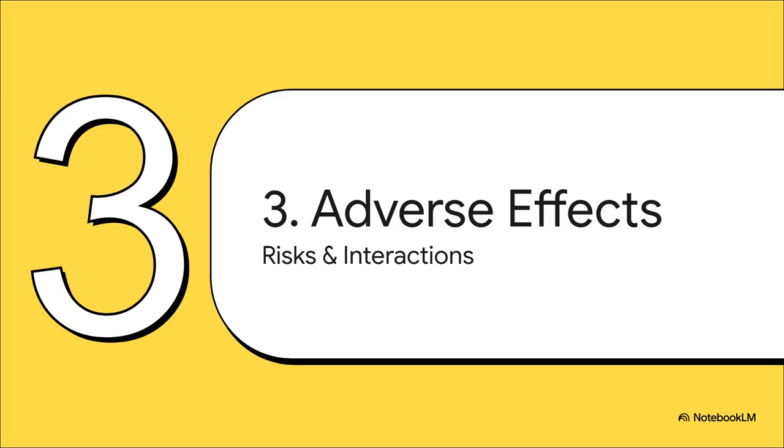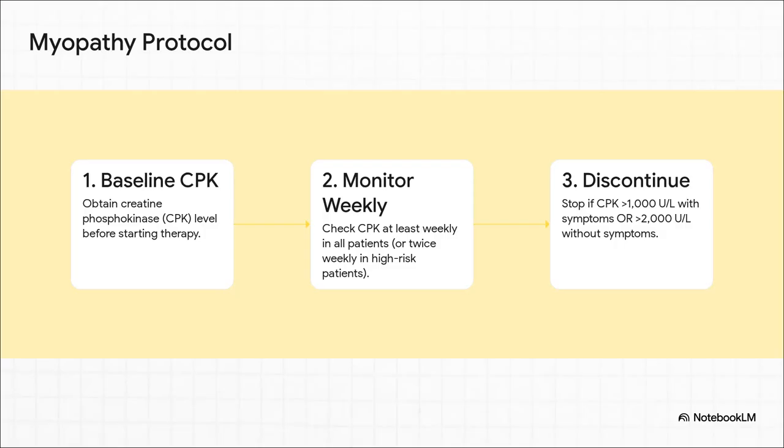Of course, a drug this potent isn't without its risks, and managing that risk means you have to have a deep understanding of its key toxicities and interactions. These are things that demand our active attention. The best-known toxicity, the one everyone thinks of, is skeletal myopathy.